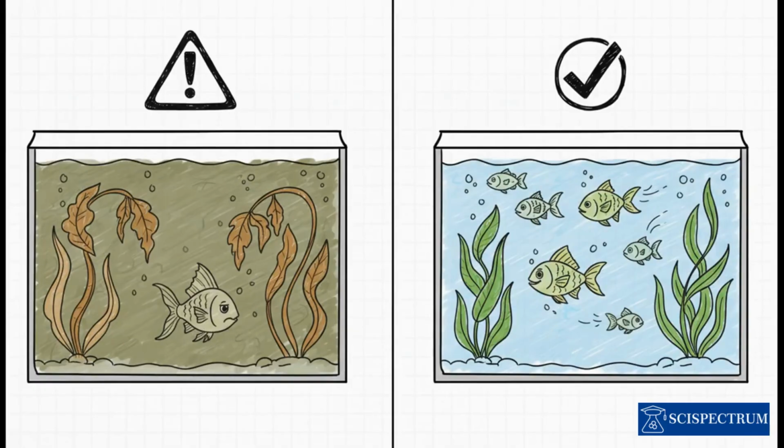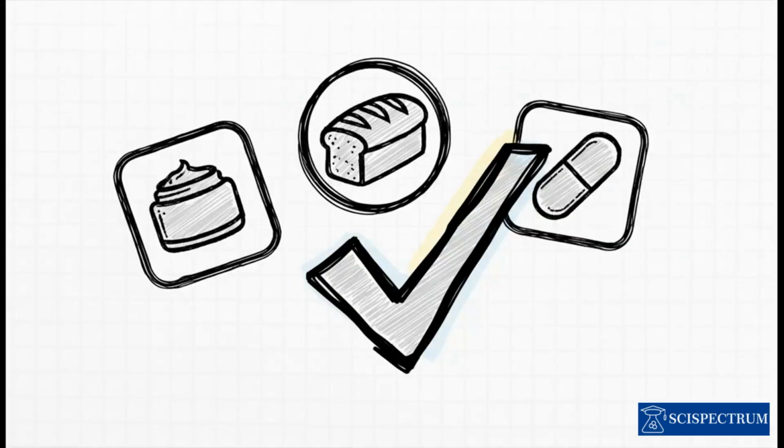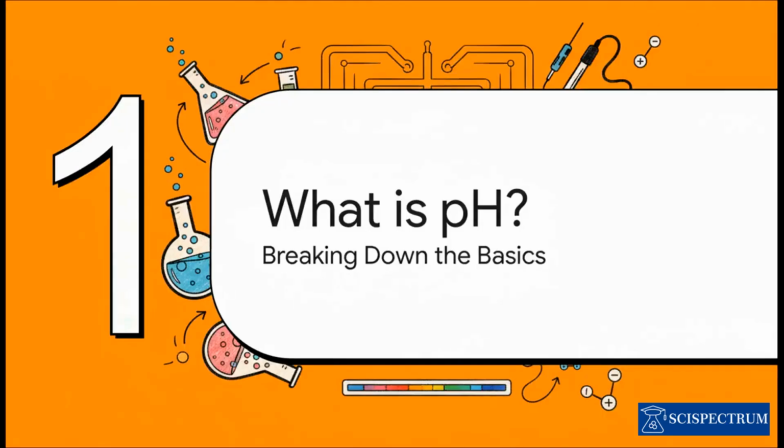I mean, take the water in an aquarium. Fish need such specific conditions to thrive, and the right pH can literally be the difference between life and death for them. And this idea extends to so many industries. The pH of a skin cream affects how it feels and works, and in pharmaceuticals, getting the pH exactly right is critical for a drug's stability and effectiveness. It's everywhere.